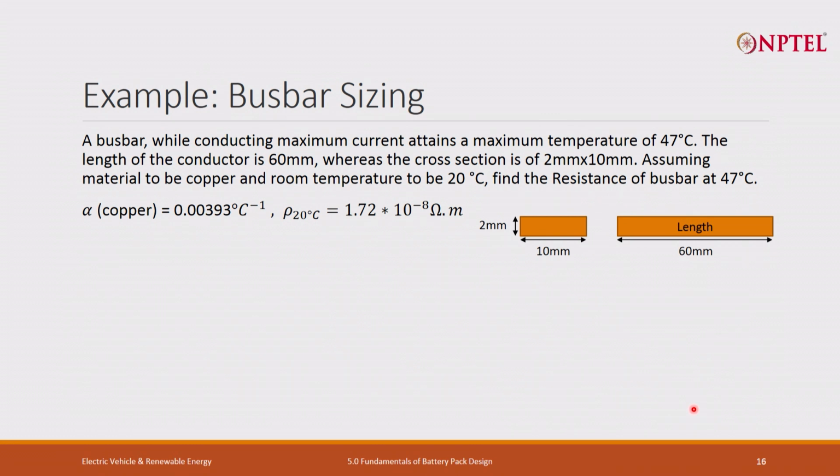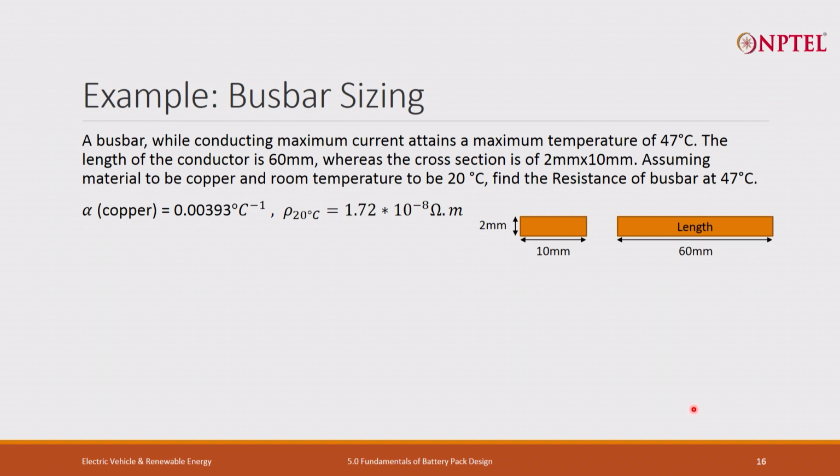Let us go for example here. A bus bar, while conducting maximum current, attains a maximum temperature of 47 degree centigrade. Now, what you require: the length of conductor is fixed, because I know where my first cell and my second cell are, and if both the cells have to be connected, what should be the length? The length is fixed, and that is nothing but 60 mm.